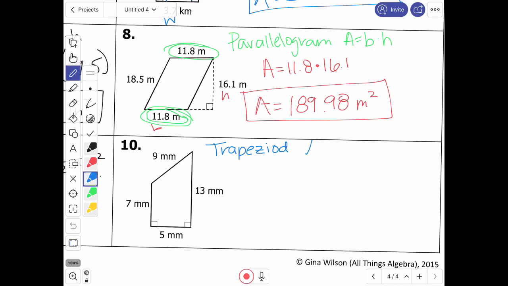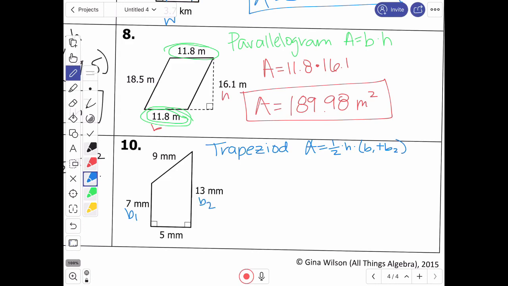So for a trapezoid, the area formula is 1/2 times height times base 1 plus base 2. So I need to have two bases. My bases are always going to be the two sides that are parallel. Well, already right away, I can tell that this side and this side are not parallel. If I continued this line, it's eventually going to meet up with this. So that means this 7 millimeters and 13 millimeters have to be my pair of parallel lines. So this could be my base 1 and this could be my base 2.